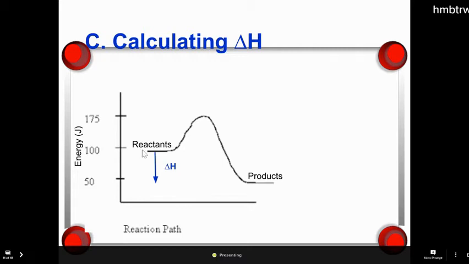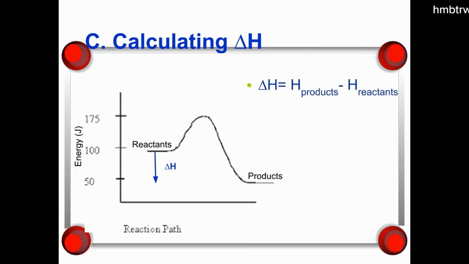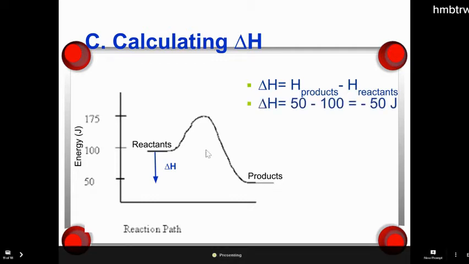Now in this case, we have our exothermic reaction. And if I wanted to find the delta H, or the enthalpy of the reaction, or the heat of the reaction, it's the heat of the products minus the heat of the reactants. So notice I have the reactants are at 100 and the products are at 50.